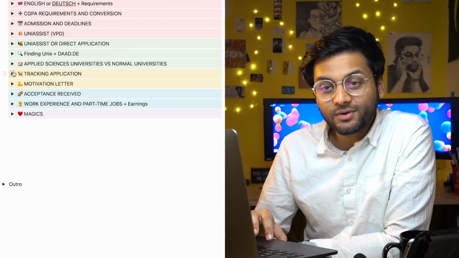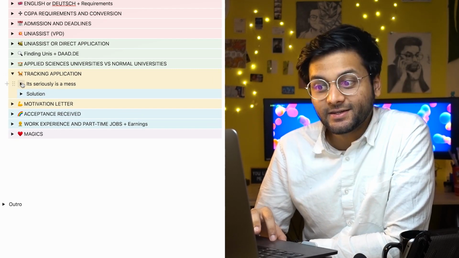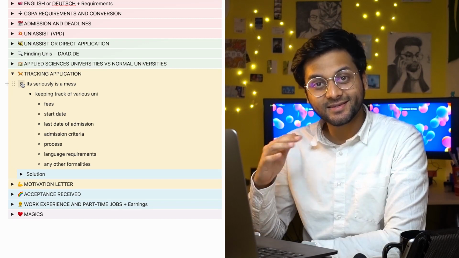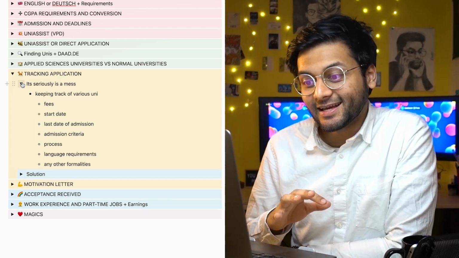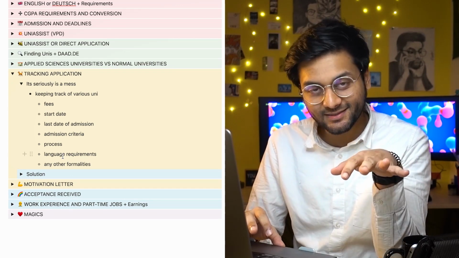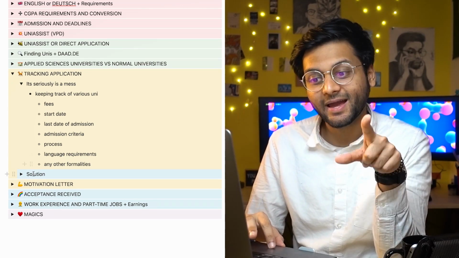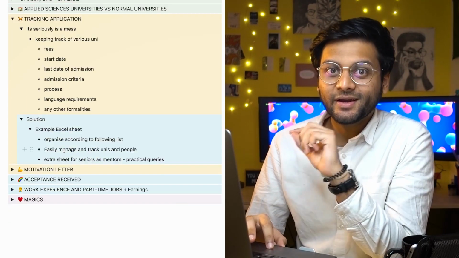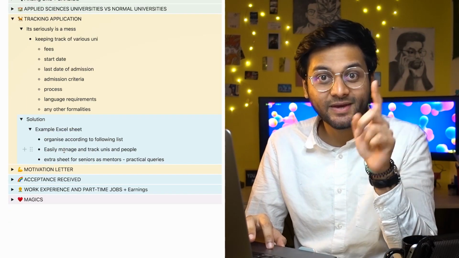Next section is about how to track the application. It's seriously a mess keeping track of various universities, fees, start date, end date, deadlines, admission criteria, processes, language requirements, and other formalities. So, like every problem, I have a solution for you. And the solution is that I have made an Excel sheet for all of you. And you can organize and manage your applications very easily over there.